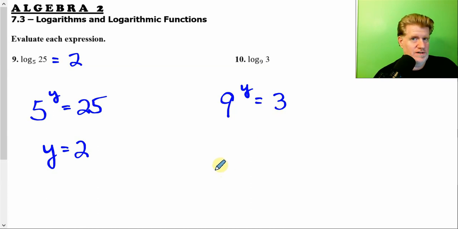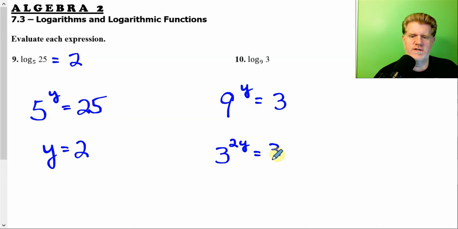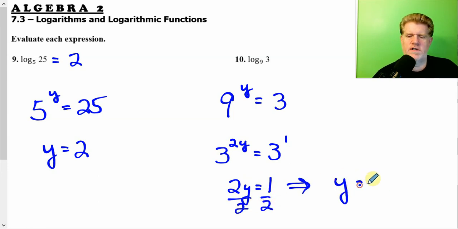Now, if you're not sure, and it's okay if you're not sure, what the answer is, go and do what we did in the last section. Make these the same base. How do I make 9 and 3 have the base of 3? This is 3 squared. This is 3 to the first power. The bases are the same. I set the exponents equal to each other. So if I divide both sides by 2, I get y equals 1/2. This answer is 1/2. Okay.